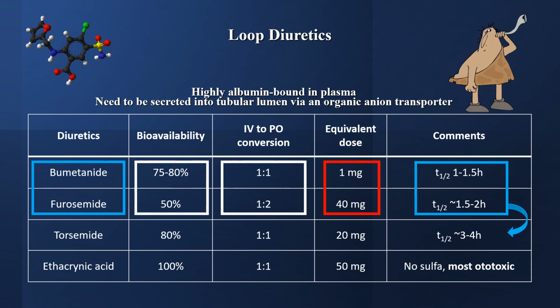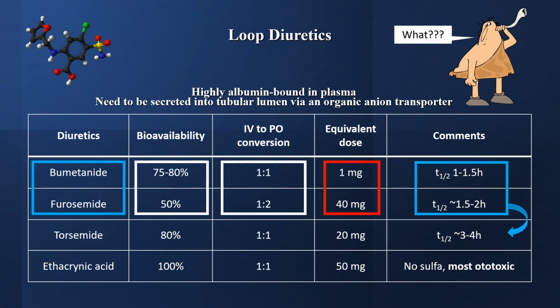Of note, loop diuretics are known for their ototoxicity, which may result in deafness. Since the diuretic potency of bumetanide is about 40 times that of furosemide, it is anticipated that blood levels necessary to produce ototoxicity for bumetanide will rarely be achieved.